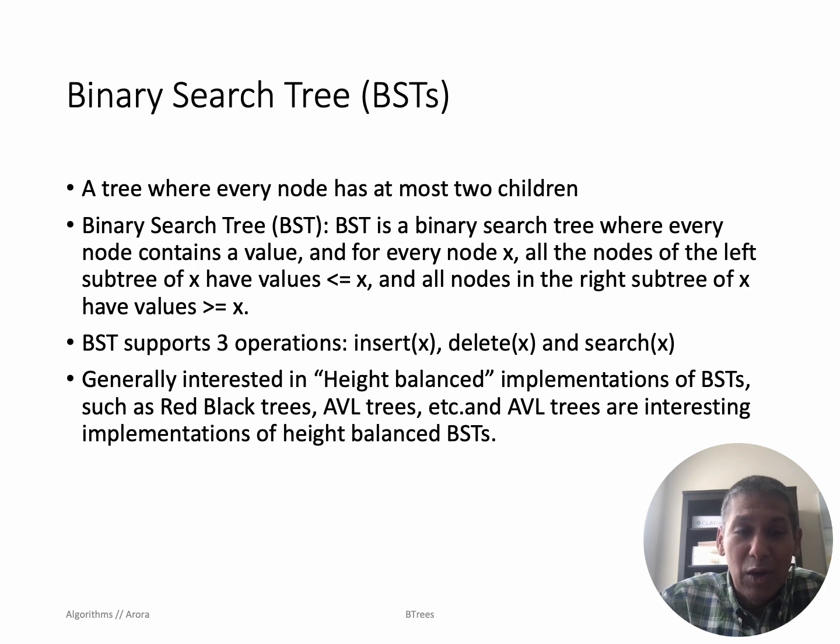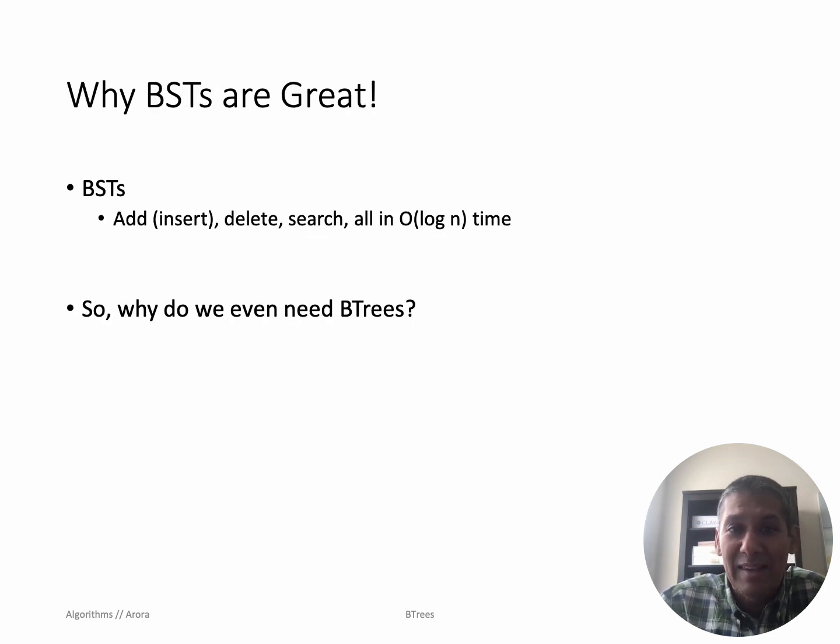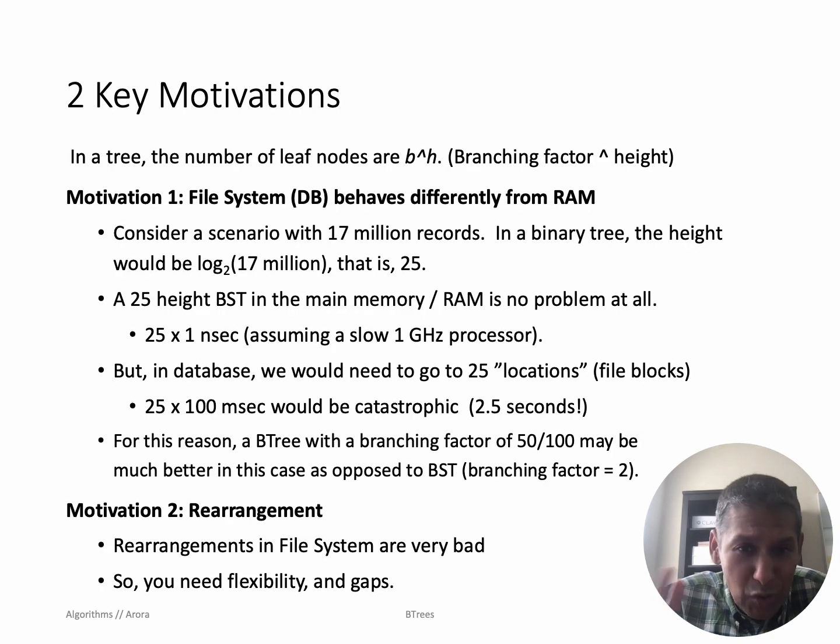So now, what is lacking in binary search trees? As we say, binary search trees are great, magical data structures. BSTs are awesome. They do everything in order log n time. So why do we really need BTrees at all? The two key motivations. In fact, what does B in the BTree stand for? That itself is subject to a little bit of a debate, because the author of the BTrees did not specify what B stands for, and we can probably have a whole another video on that. But let's talk about the two key motivations.